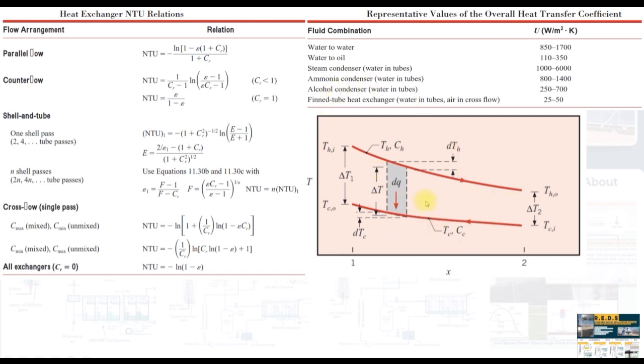Therefore, this type of flow arrangement is quite interesting, and it has relatively high effectiveness if you compare it against parallel flow. For overall heat transfer coefficient, there are some standards. Suppose we are going to use water to water, or water to oil. For example, for a steam condenser, the overall heat transfer coefficient is normally between 1 up to 6 kilowatts per meter square degrees Celsius, something like this.